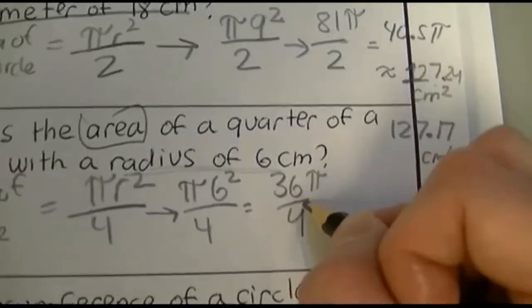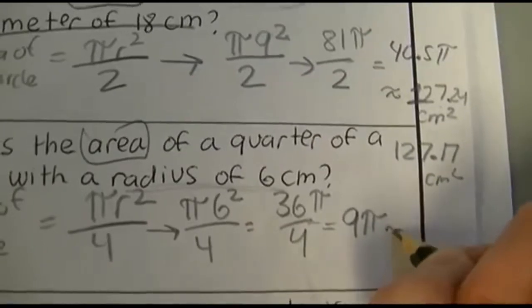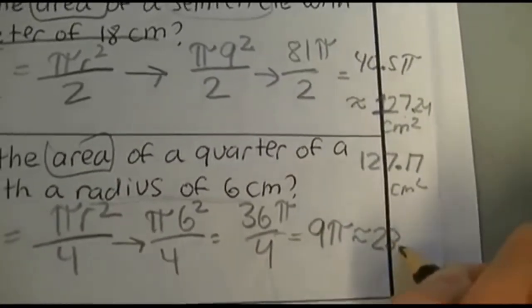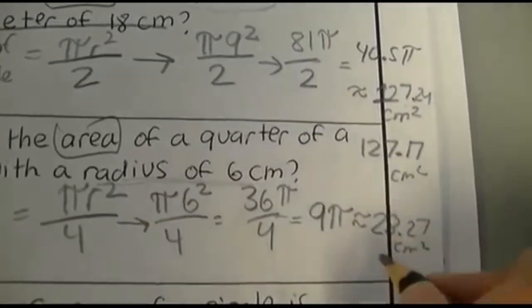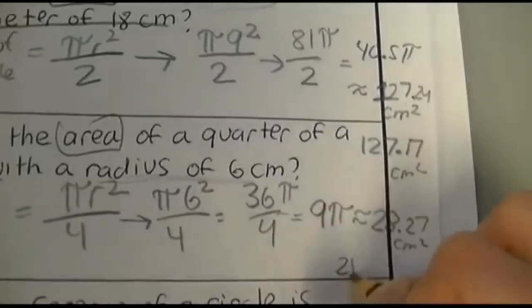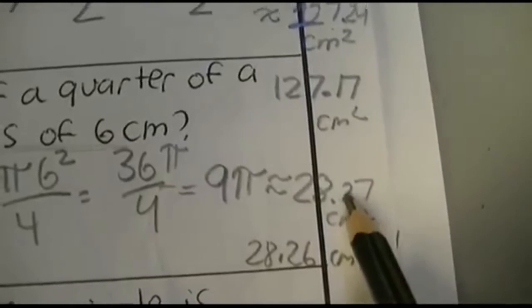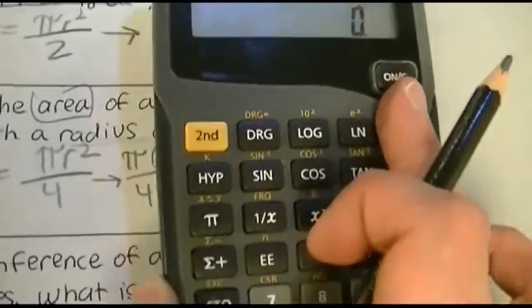I can go 36 divided by 4, which is 9. And then don't forget your pi. And you would approximately get 28 and 27 hundredths centimeters squared, or if you use 3.14 as pi, you would get 28.26 centimeters squared, okay? This is using the pi button on the calculator. This is using 3.14 because some calculators that you have at home maybe don't have that.